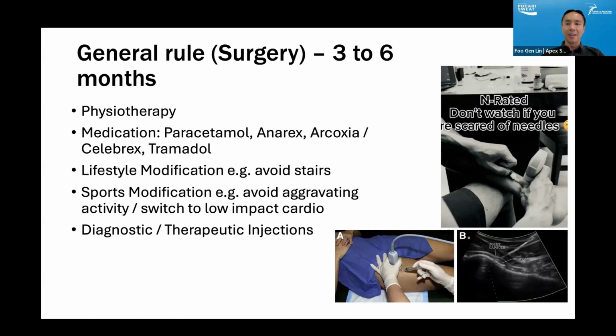Like if you're a triathlete, you can switch to low impact cardio like swimming and cycling while trying to recover from running. And I also, like Josh, would offer steroid injections and painkiller injections in case of any patients that have persistent symptoms despite physiotherapy and despite medication.